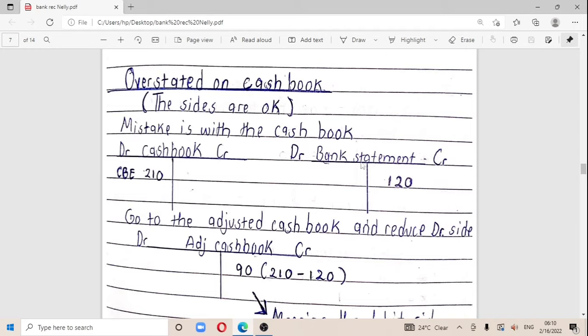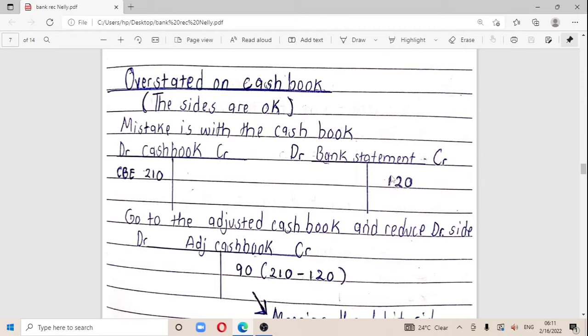But still, you can apply the same thing to the bank reconciliation statement. If you want to correct the bank reconciliation statement, the same way you handle the cash book is the same way you can handle the bank statement. If the bank made a mistake and maybe they overstated a certain figure and the sides are okay, but they overstated the figure. So I'm back at the cash book. So the mistake is with the cash book. This is the overstated figure, which is the cash book error, which is 220, but the correct figure is 120. That is what the bank statement states.